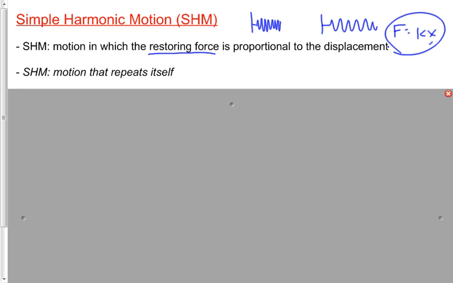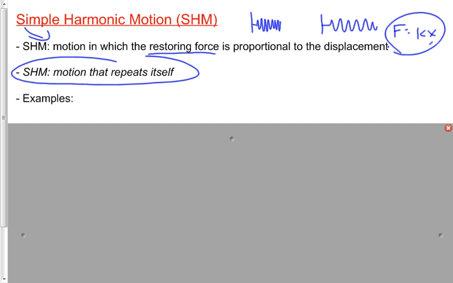Why is it going to do that? Because the restoring force pulls it back to where it came from, its natural position. It keeps going through its natural position, stretches more on the other side, gets pulled back to its natural position, keeps going, stretches, gets pulled back to its equilibrium position, stretches the other side, and so on. It keeps repeating itself because the restoring force is proportional to the displacement. This is how we know it's simple harmonic motion. This is our everyday definition of simple harmonic motion, motion that repeats itself. This is our more scientific or technical definition of simple harmonic motion.